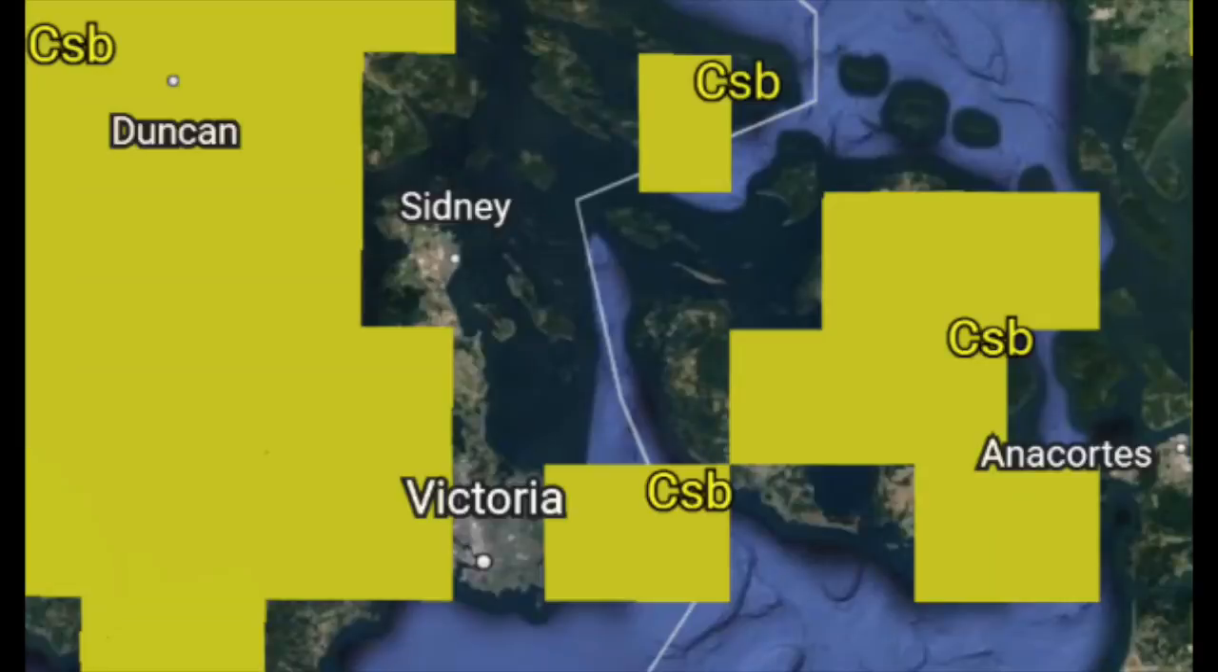This image of the Köppen-Geiger climate zones map overlays the Google Earth image of Vancouver Island, BC. To the right of where it says Victoria is where Oak Bay is located. This is seen as a CSB area. This means that precipitation in the summer months is the least amount, being 40 millimeters of rain, whereas the winter months have a lot more precipitation, and the total months out of the year where the temperature reaches above 10 degrees Celsius has to be 4 months.